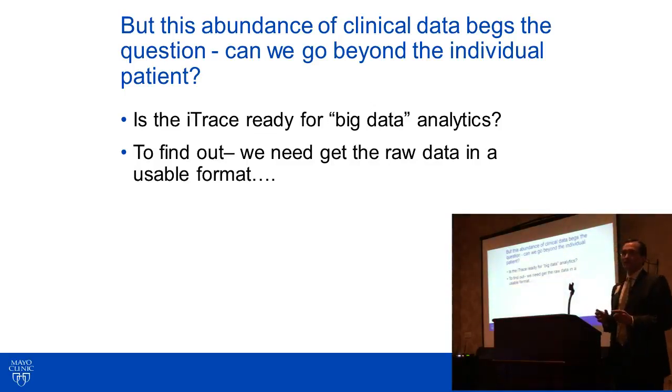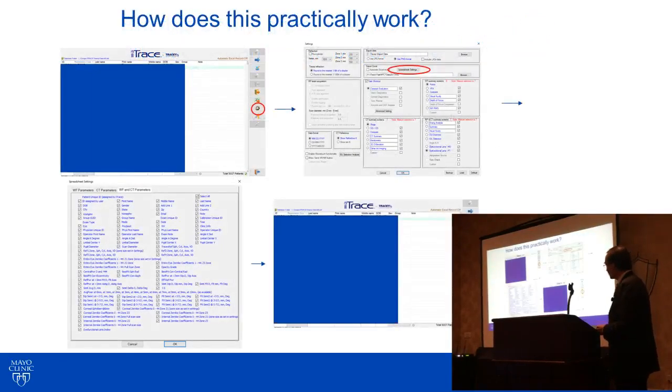The abundance of clinical data, though, really begs the question: can we go beyond the individual patient? Is iTrace ready for big data analytics? To find out, we need to get the raw data. So if you're interested in doing this yourself, you can do what I did this last weekend. When you go to your main software screen, go to the settings button, the second box from the upper right. You can't read it well here, but it says Excel export with a settings button.